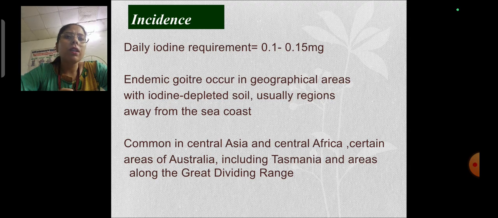If we talk about the incidence, the daily iodine requirement is 0.1 to 0.15 milligram, and endemic goiter occurs in geographical areas with iodine depleted soils, usually in the regions which are away from the sea coast. It is common in Central Asia and Central Africa, central areas of Australia including Tasmania, and areas along the Great Dividing Range.